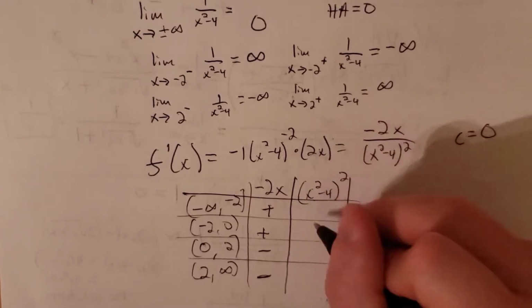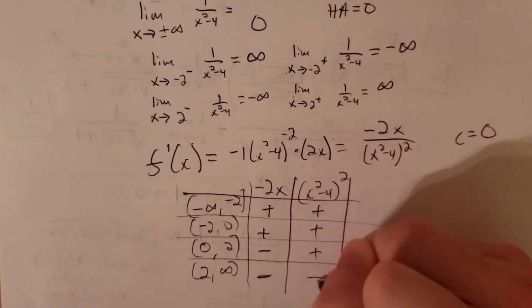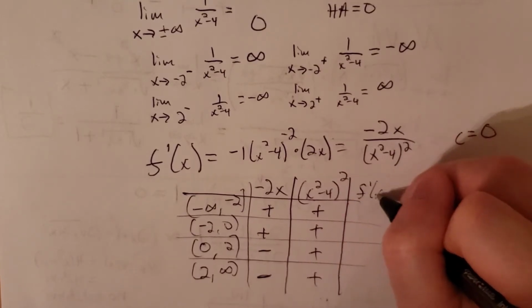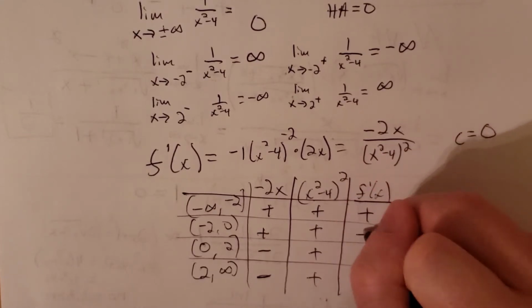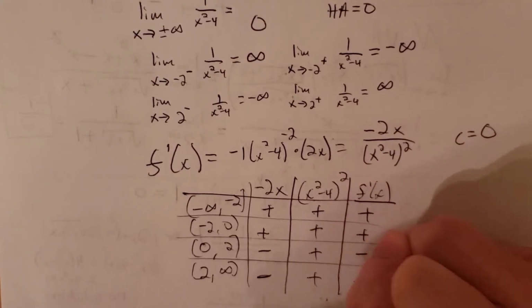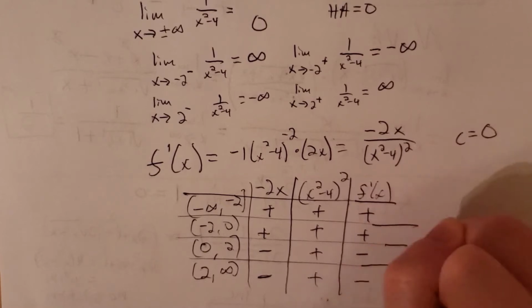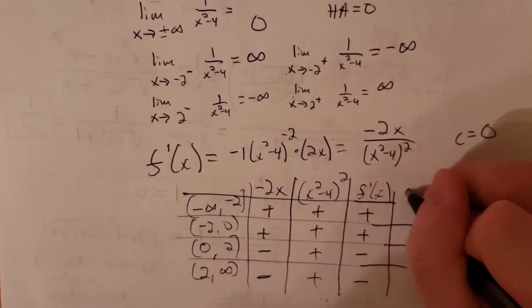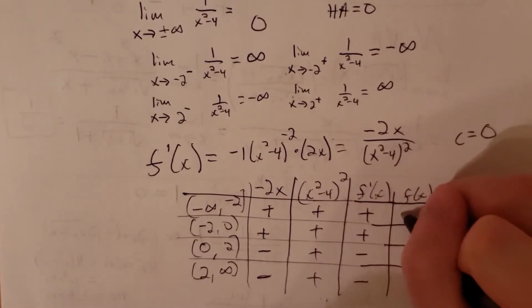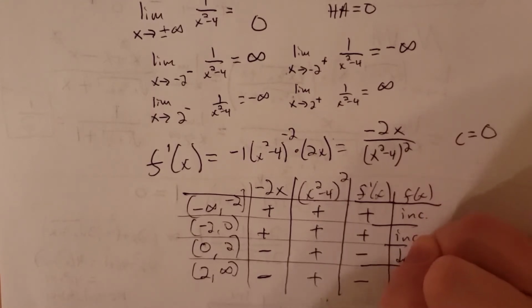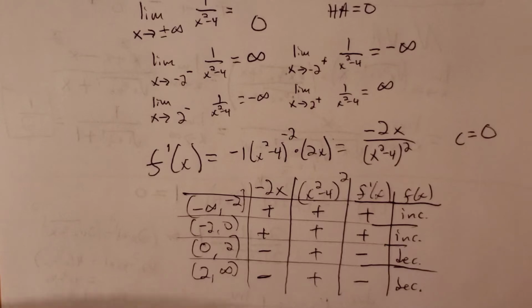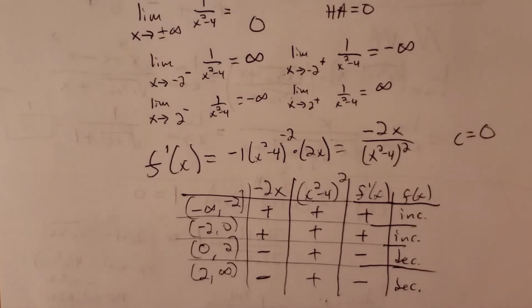So we just get a bunch of positives in the denominator, which tells us our first derivative is a positive divided by positive. So a positive, positive, negative, negative. This tells us our function is increasing, increasing, decreasing, decreasing. And that is our intervals of increase and decrease.